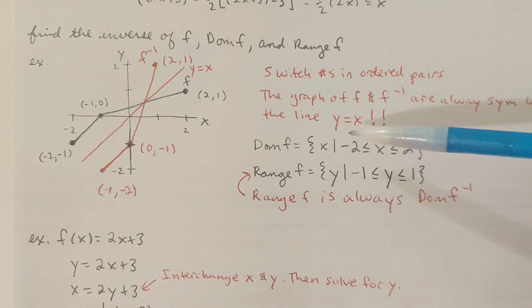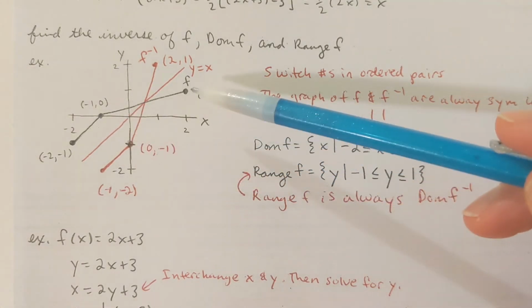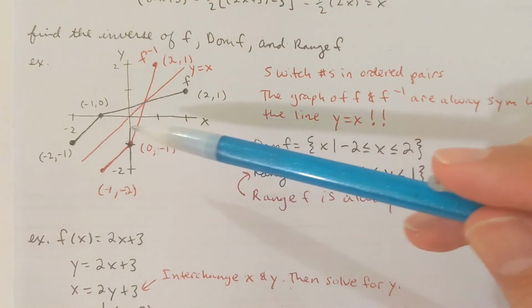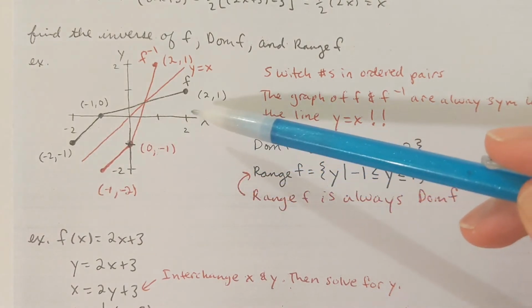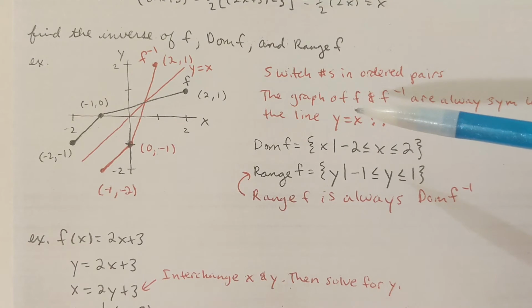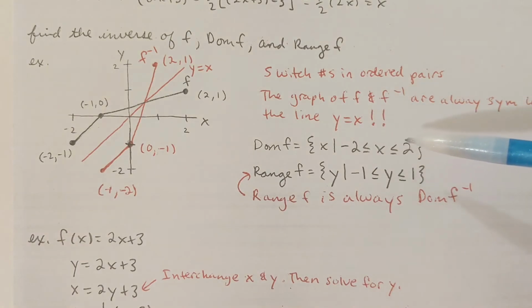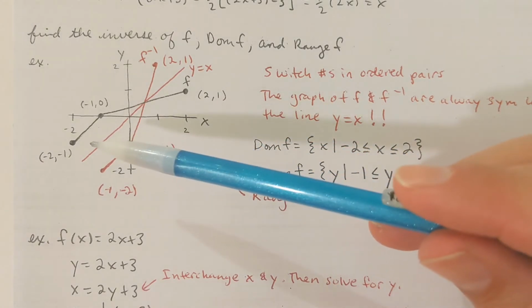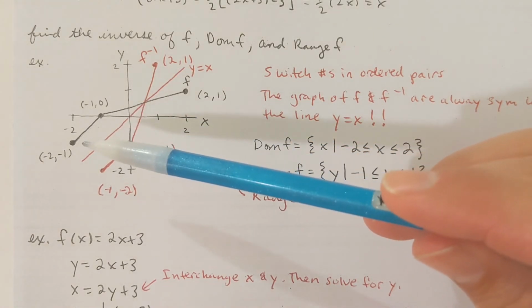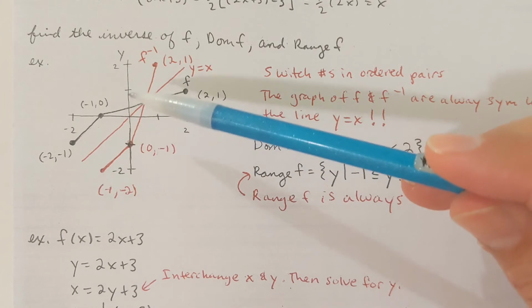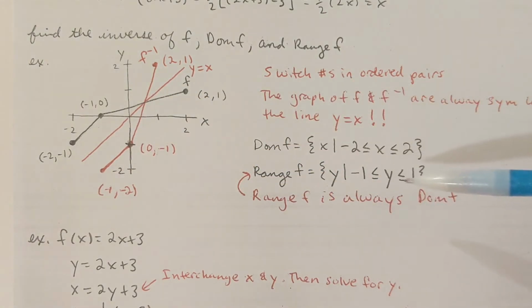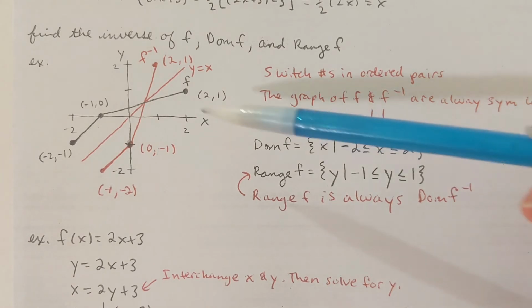The domain and the range of f. Okay, the domain of f is the curve in black here. Domain means I'm talking about x. So -2 to 2, including -2 and including 2 would be the domain. And the range of f, okay, now I'm talking about y. -1 to 1. Now the range of f is always the same as the domain of the inverse.